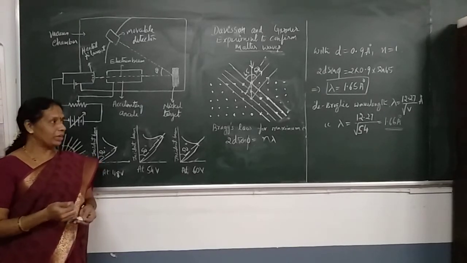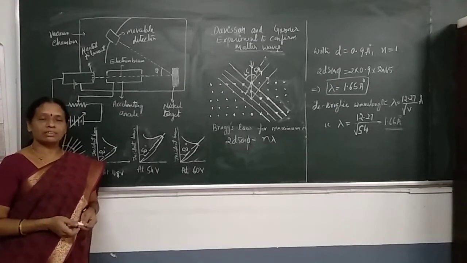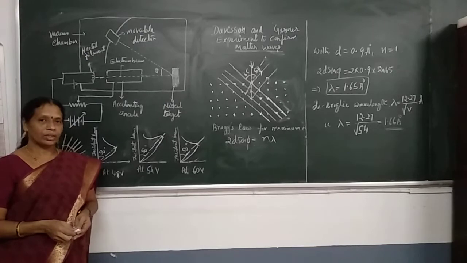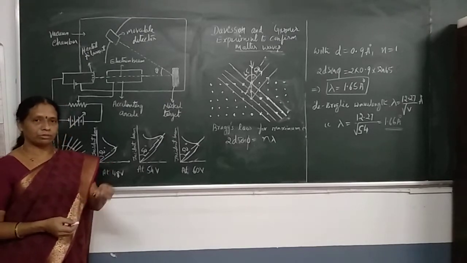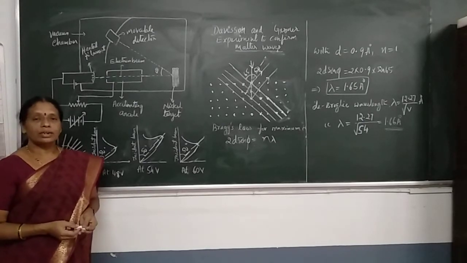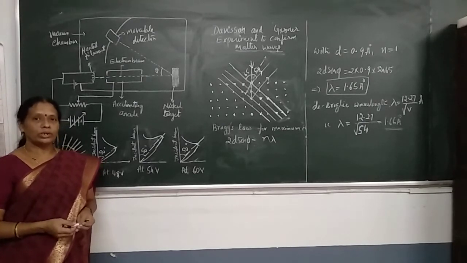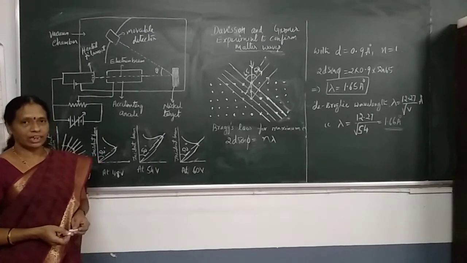Lambda in terms of energy, momentum and voltage. So lambda, the de Broglie wavelength, is given by h by p. Lambda is also given by h by square root of 2mE, where E is the kinetic energy of the moving particle. Lambda is also given by the formula lambda is equal to 12.27 by square root of V. These things we discussed in the last class.